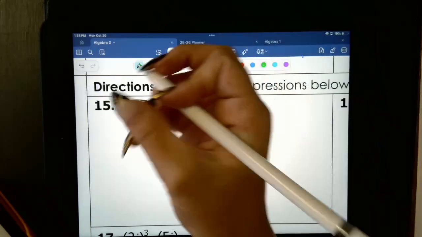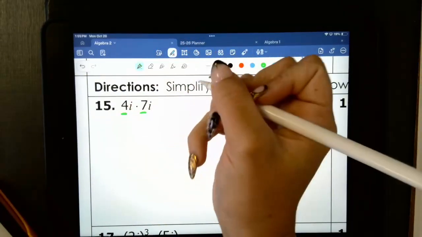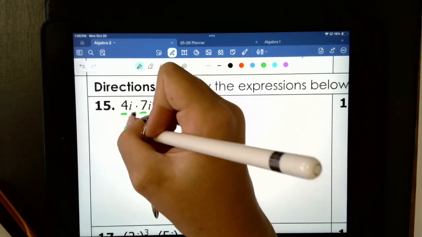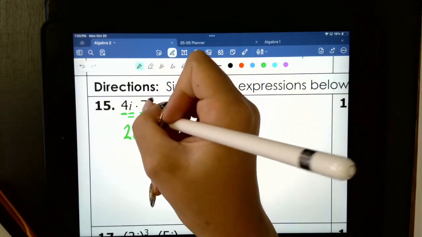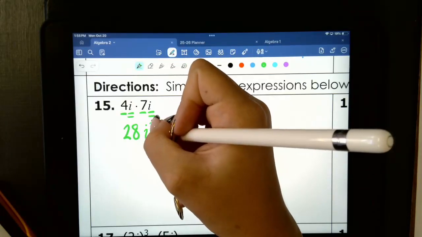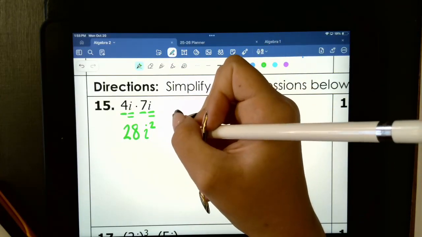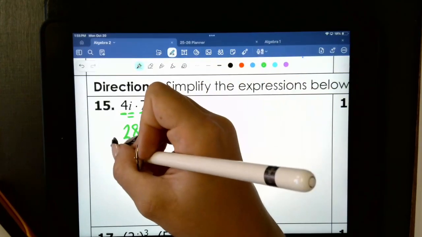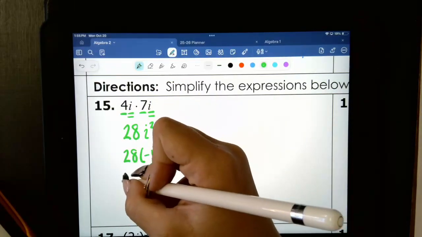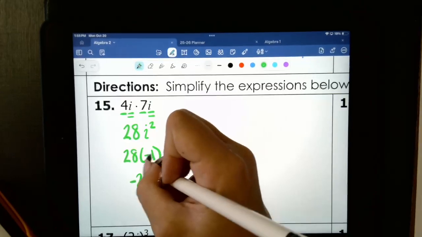So when we're doing this, let's go ahead and multiply the coefficients first. What's 4 times 7? 28. And then when we multiply the i's, I times I squared. Now, if you look back up, what's I squared? Negative 1. So we're going to have 28 times negative 1, which is just going to give us negative 28. So that is our answer.